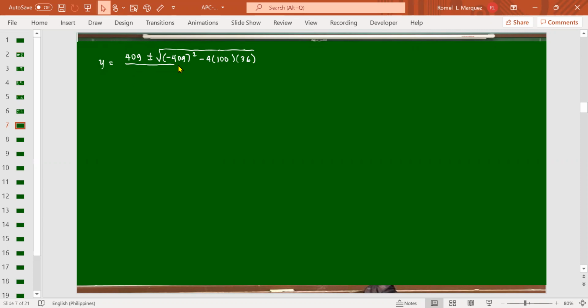So all over 2 times 100. So 409 plus or minus the square root of 409 times 409 minus 4 times 100 times 36. Take the square root. So that is 391, all over 200. So y is equal to 409 plus 391 divided by 200. So that is y equals 4.